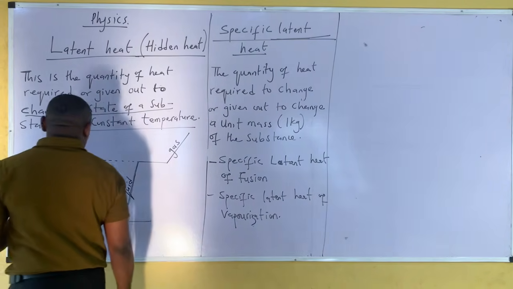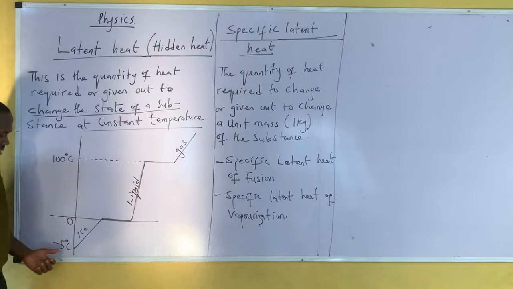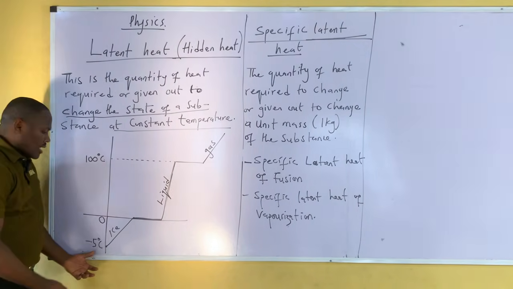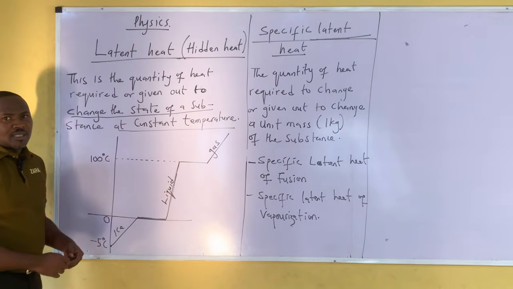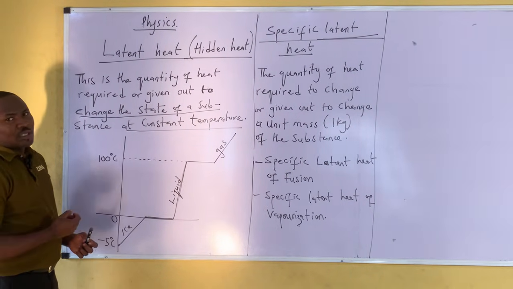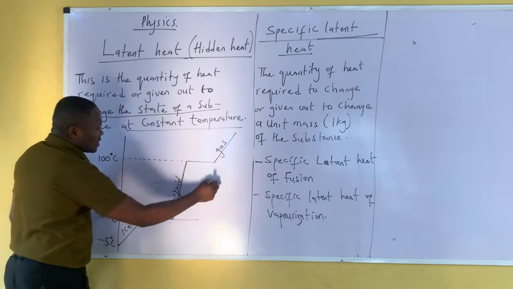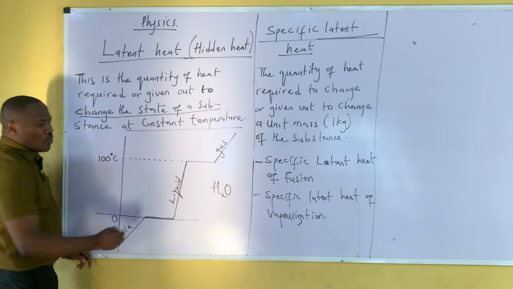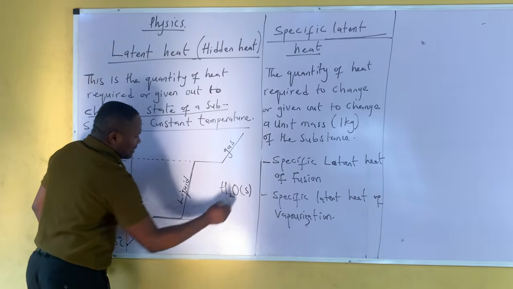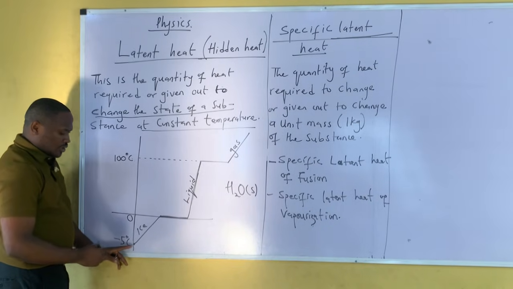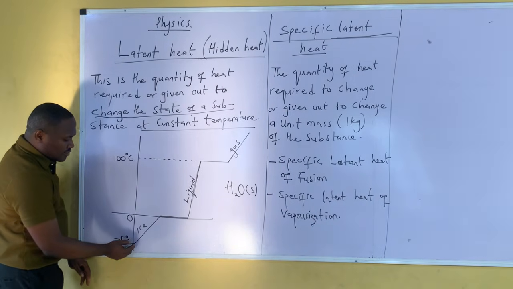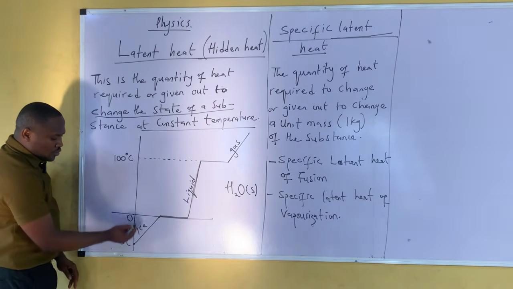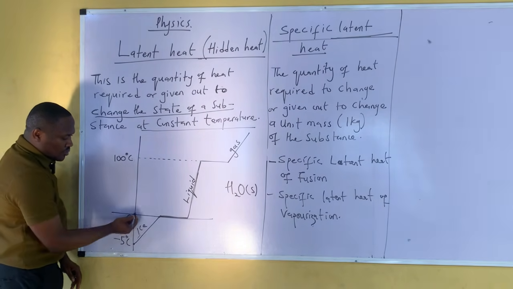If you look at this graph here, you see that the substance is at minus 5 degrees Celsius, and at minus 5, the substance is existing as a solid. Let's take, for instance, water. We are using water as a case study. So at minus 5, water is a solid. Now, check what has happened. It has changed to 0. So minus 5 to 0 degrees.